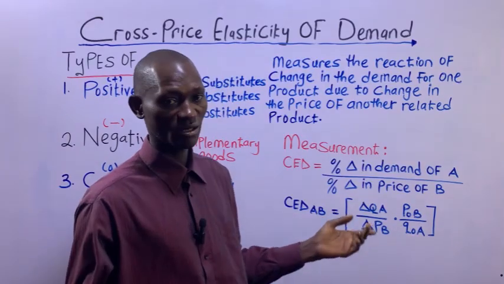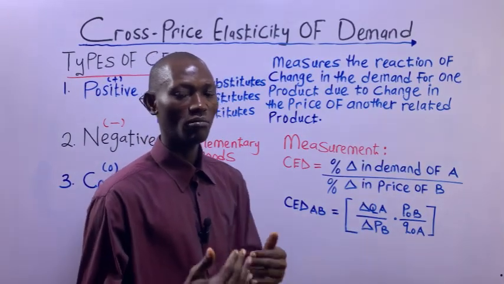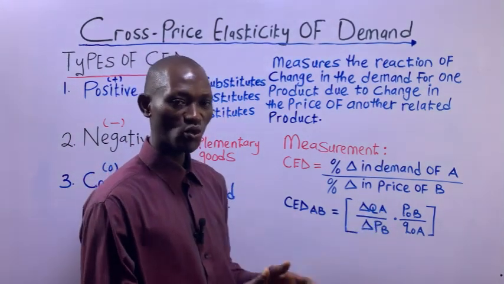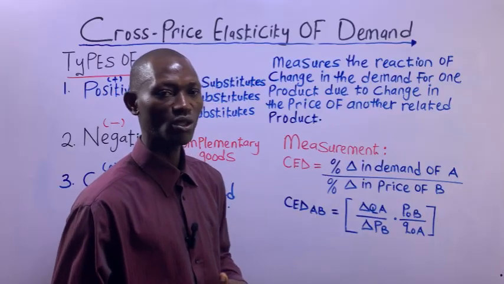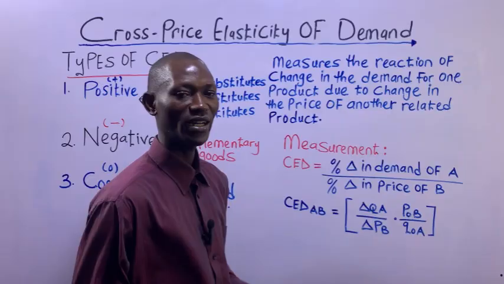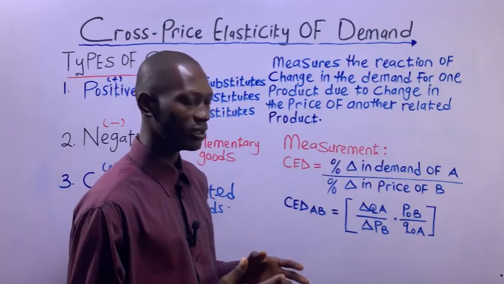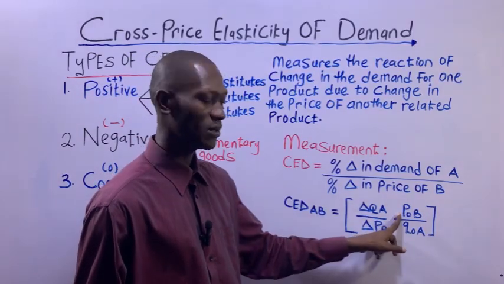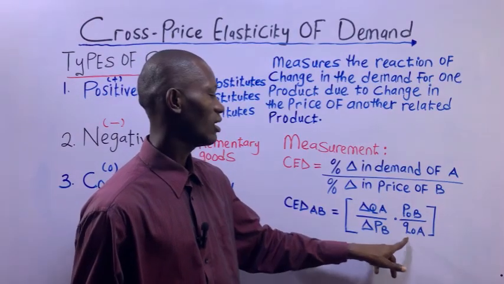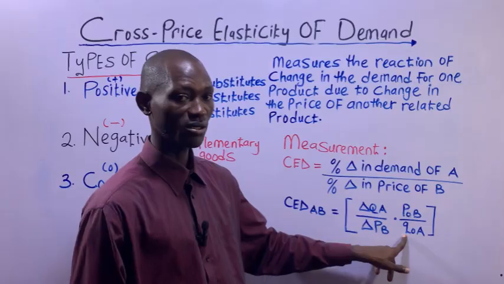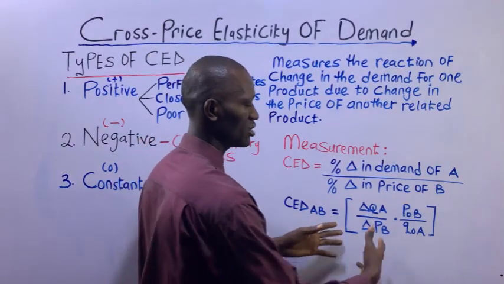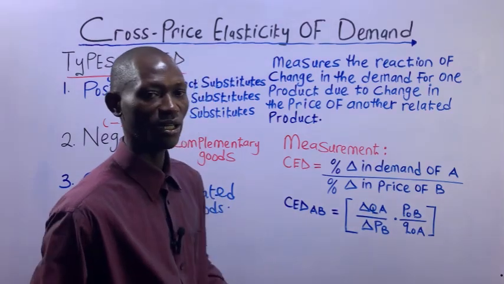And to get change in any variable, that's the new minus the old. So if you want to get change in the quantity of A, that's the new quantity of A minus the old quantity of A. And if you want to get change in the price of B, that's the new price of B minus the old price of B. The old price of B will be given in the question, and the old quantity of A is usually also given in the question. So you substitute, multiply, and get the cross price elasticity of demand.